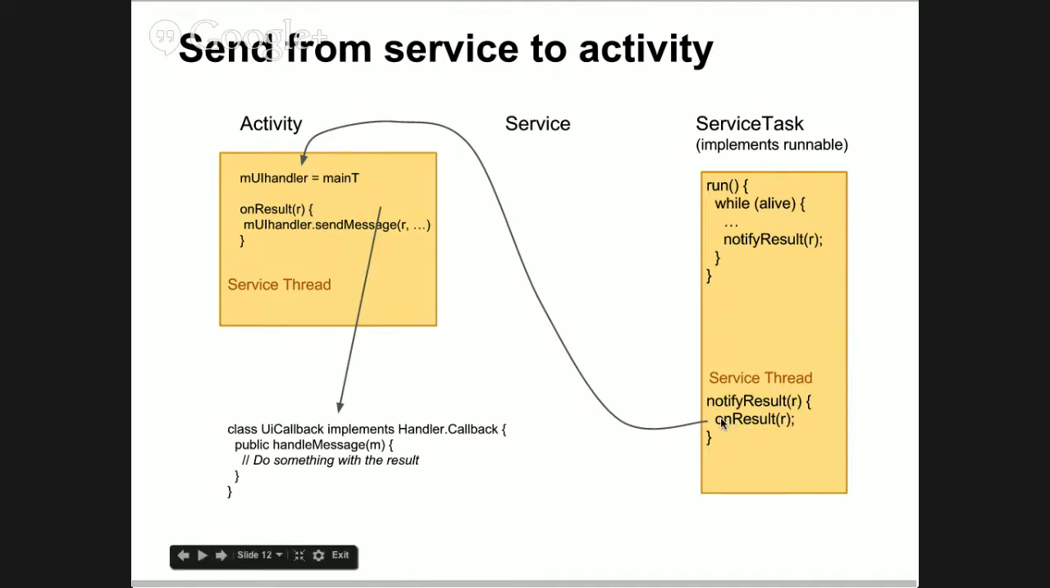Anyway, so the service thread, when you call notify result, calls the method on result of the object that you enqueued to it, so of the activity. So the on result method of the activity is called. So now we are doing this funny thing: we are executing some code of our activity, on result, in the thread of the service. Which is great, but only partly, because it's not what we typically want to do.